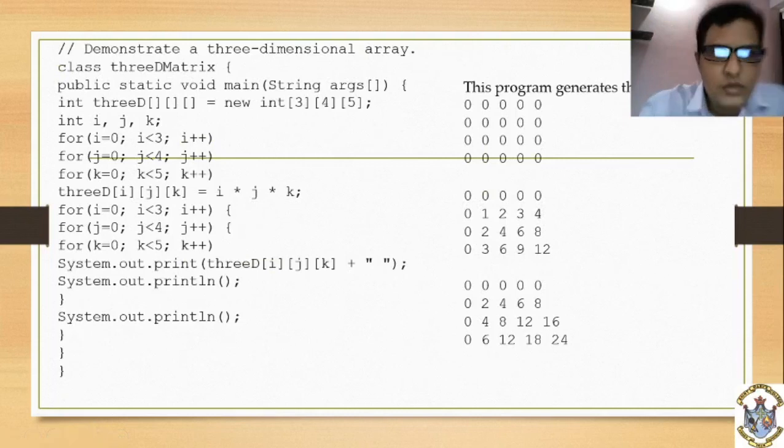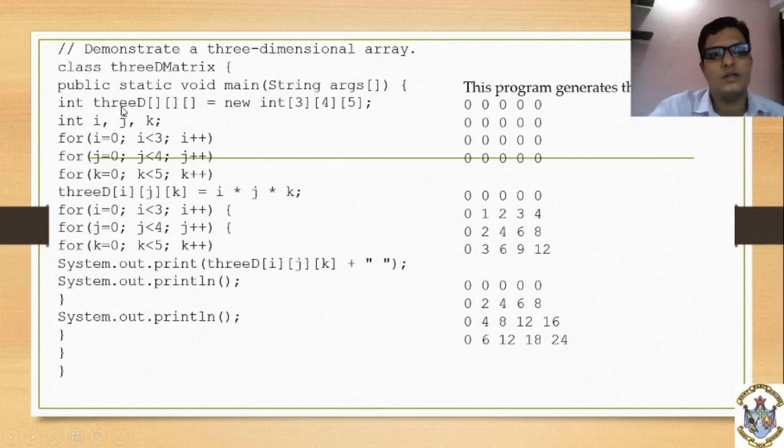One more example exists here, a three-dimensional array. Please observe here. If you observe, we have three square brackets. What is the class name? 3D matrix. You have to save it as 3Dmatrix.java. Afterwards, public static void main(String args[]). Okay.